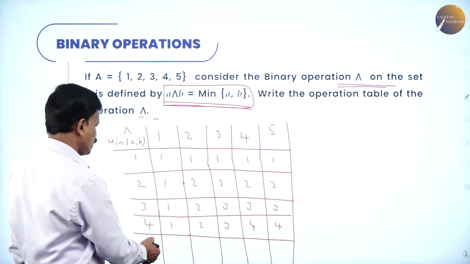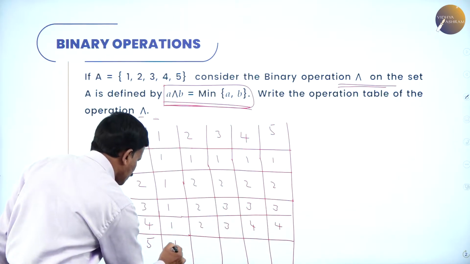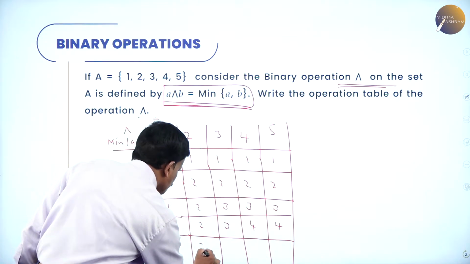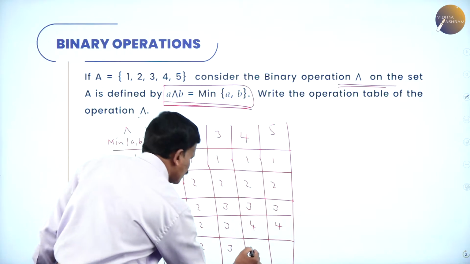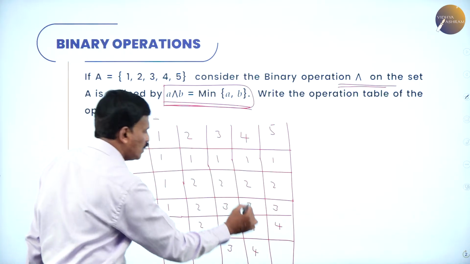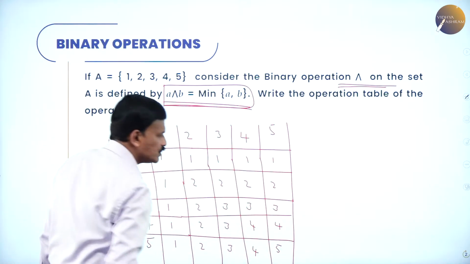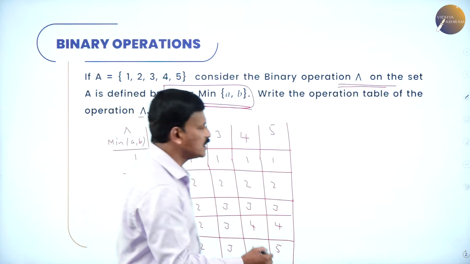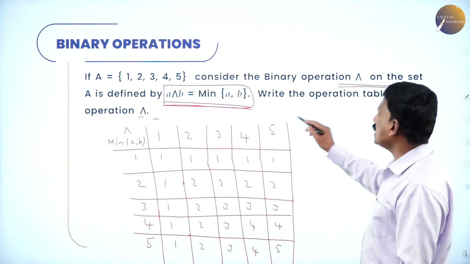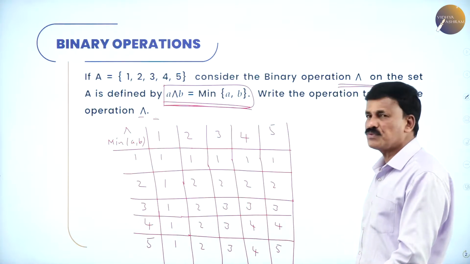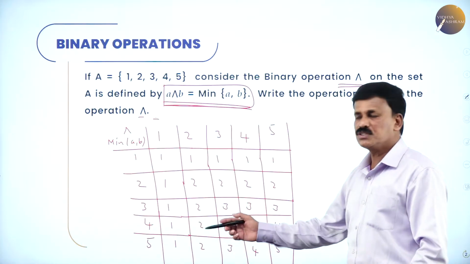Again come to the last row. Minimum value of 5 and 1 is 1. Minimum value of 5 and 2 is 2. Minimum value of 5 and 3 is 3. Minimum value of 5 and 4 is 4. And the minimum value of 5 and 5 is 5. This is called the construction of the table for the minimum of the values given in the set A equal to {1, 2, 3, 4, 5}. That's all. This is the table.